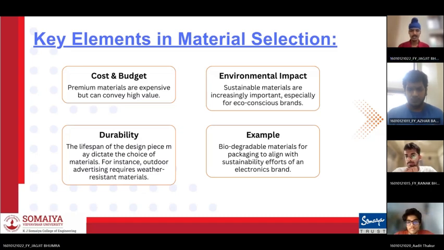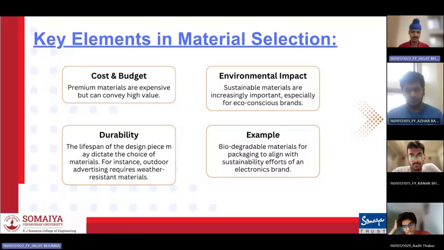Durability. The next key element in material selection focuses more on the lifespan of the design. So basically, if a material that we choose may have low cost, but it isn't durable enough, it directly affects the longevity of the design. And vice versa, if we use a material which is durable but it is too expensive, maybe there could be target users who may not be able to afford the design in the first place. So an example for material selection would be biodegradable materials for packaging, which aligns with sustainability efforts of an electronics brand or maybe a smartphone brand.